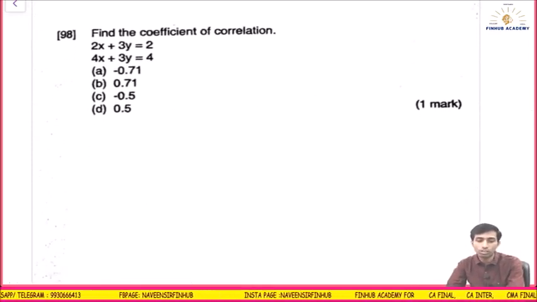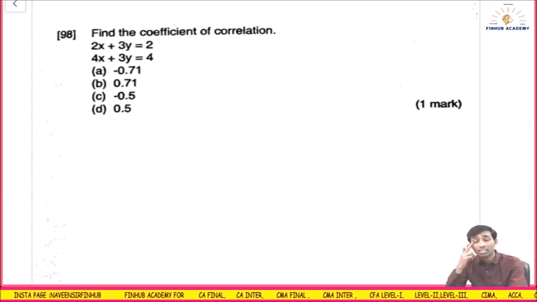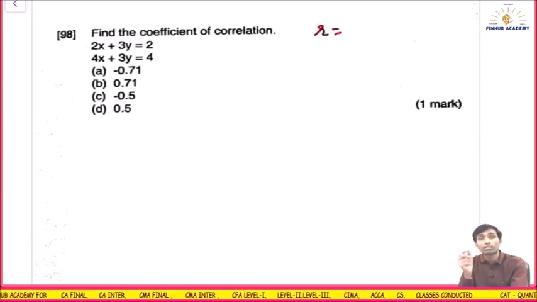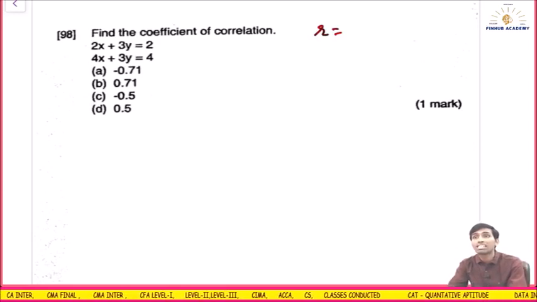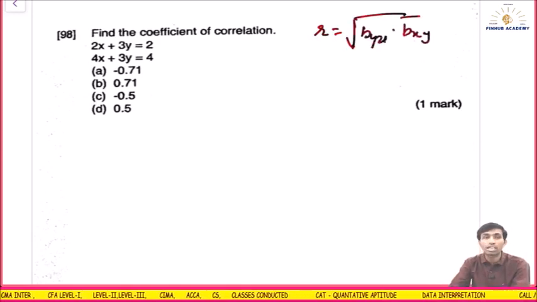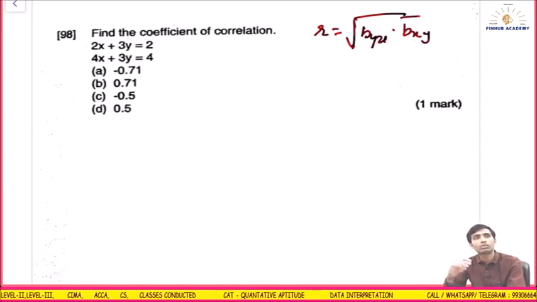Find the coefficient of correlation. Actually, I was about to add this question in the previous part, but they have asked to find the coefficient of correlation. Means they are asking us r. We'll have to assume which is y on x and which is x on y. But I remember the formula: r is equal to the square root of b y on x into b x on y. Understood? I have to find the regression coefficients, multiply, take the root, and I'll get r.